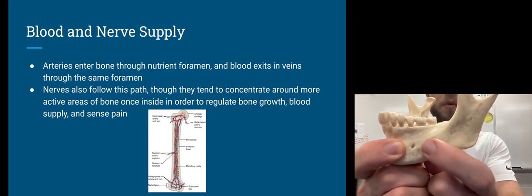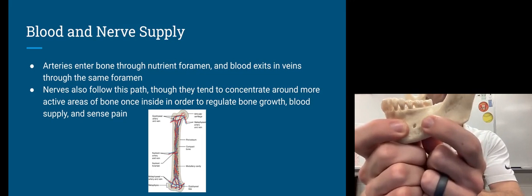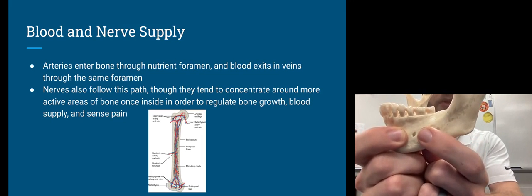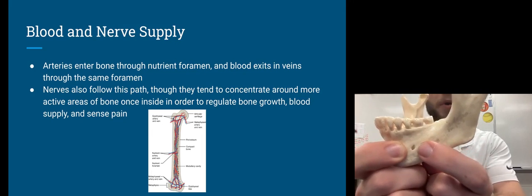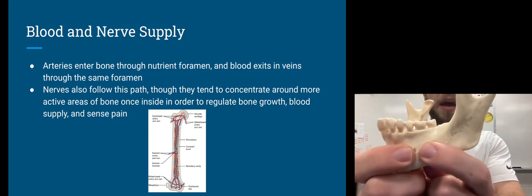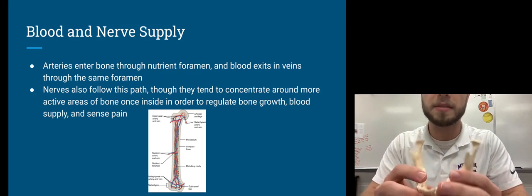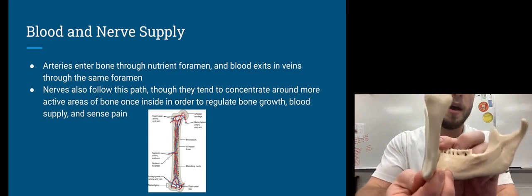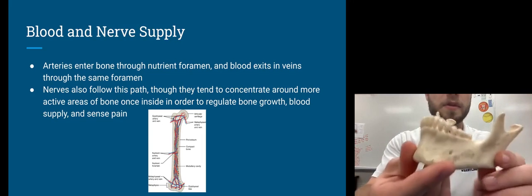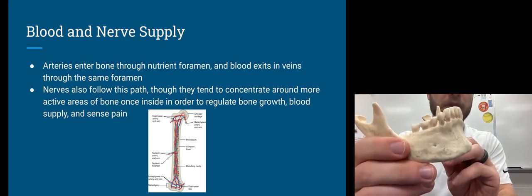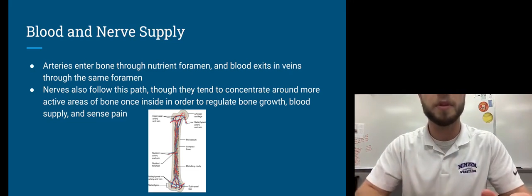So this would be a hole where those arteries and those veins, those nerves are going to be able to penetrate into the bone to be able to supply everything with the oxygen and with the glucose and be able to drain waste and things like that out of it. You do have others on the inside here. You have multiple on your mandible here. So it's just an easy bone to be able to point those out.